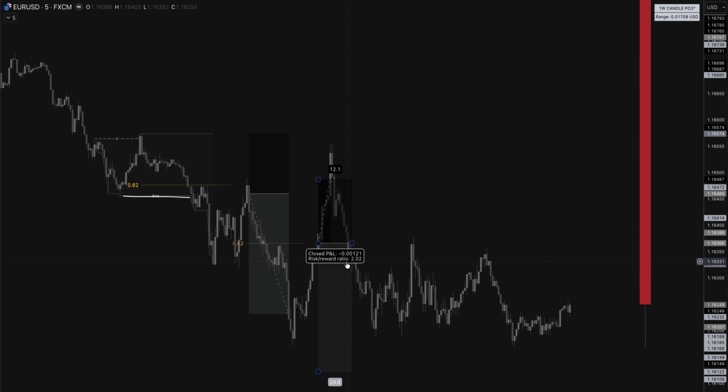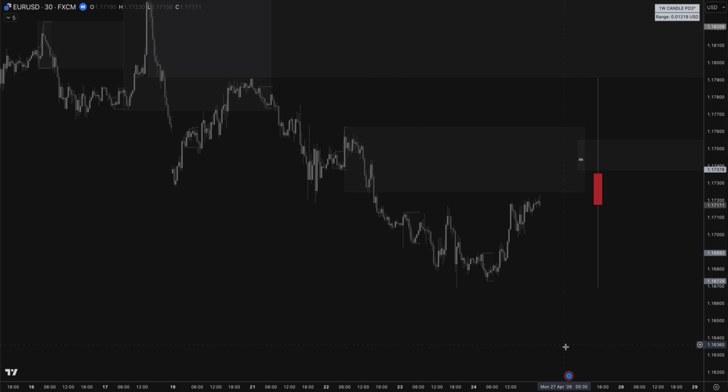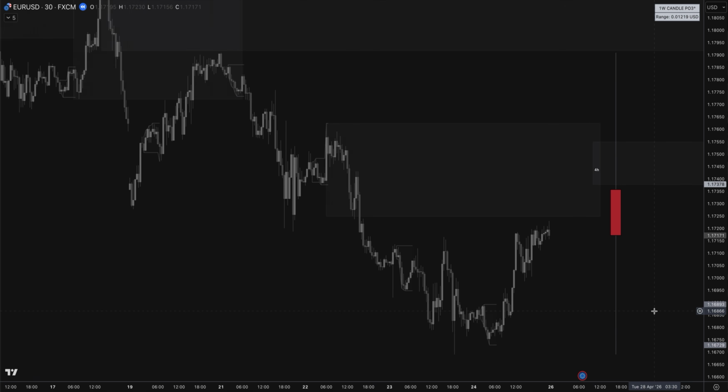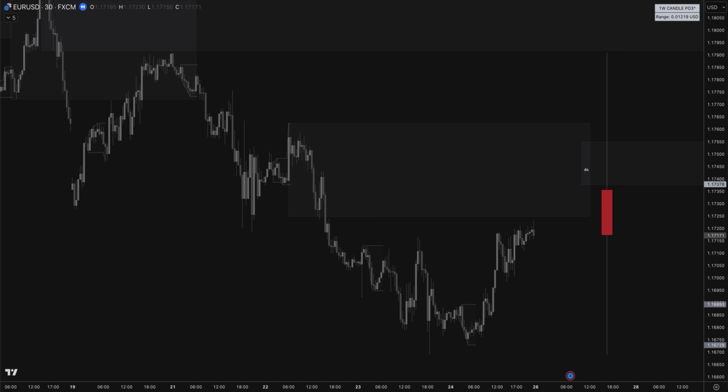So let me show you another example just so it's much clearer. This example is from a few weeks back in April, and it's the exact same thing. So we had Monday, which was the open of the week. Price pushed up throughout Monday, creating the top of this wick, and then the rest of the week we were pushing down to create this massive long wick.